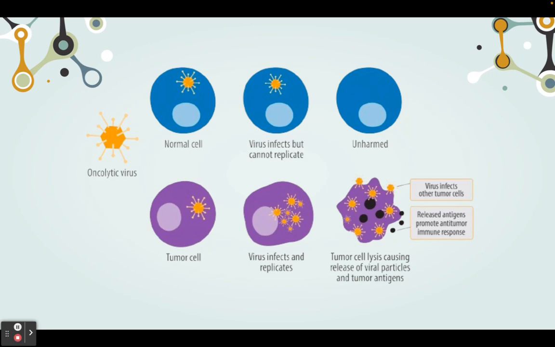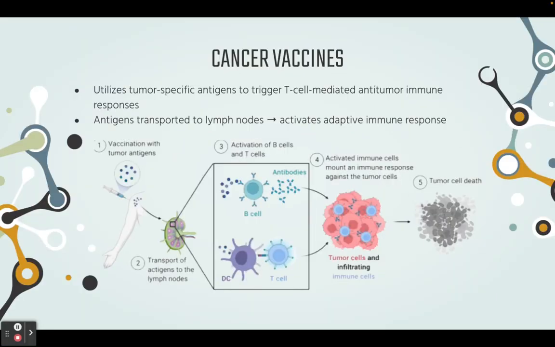And this is just a diagram again explaining how oncolytic virus therapies can be effective. There's also cancer vaccines, which, as it sounds, is pretty self-explanatory. It utilizes tumor-specific antigens to trigger your T-cell mediated anti-tumor immune response. Those antigens are then transported to the lymph nodes, which is one of the secondary lymphoid organs, and that activates your adaptive immune response.